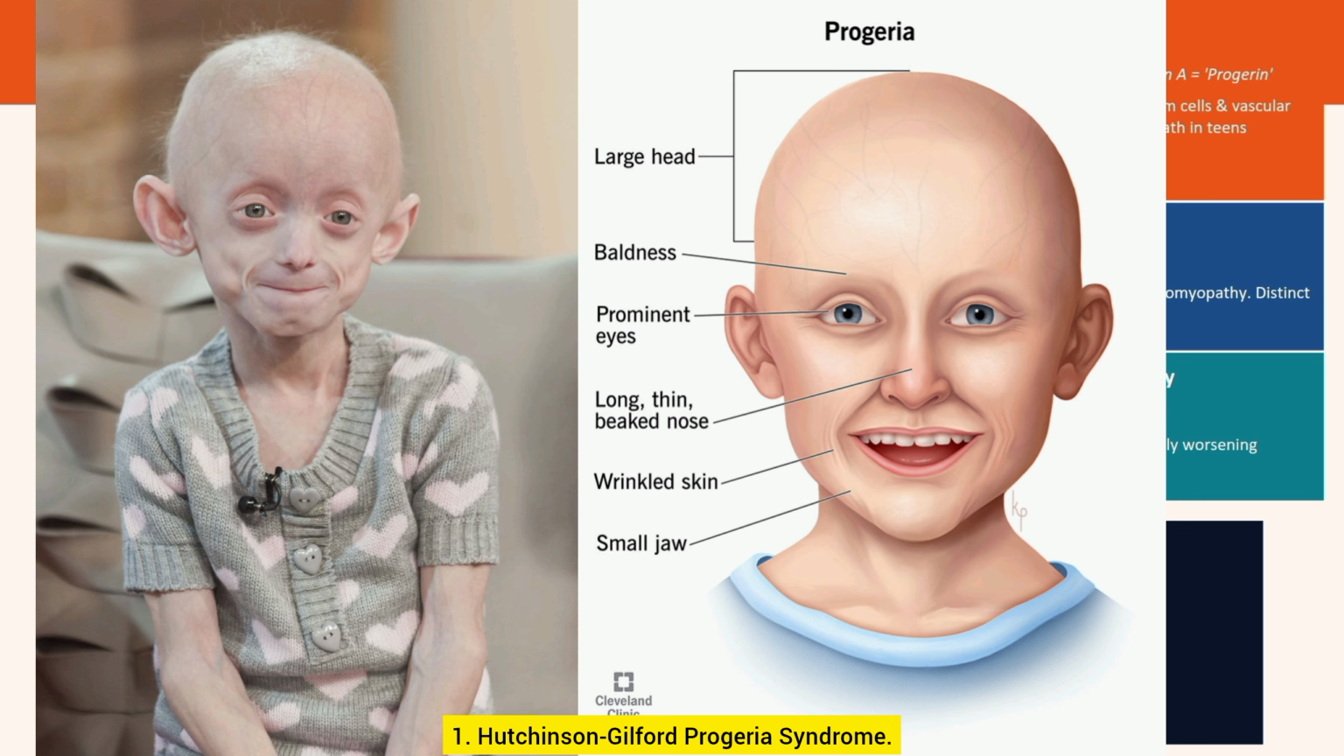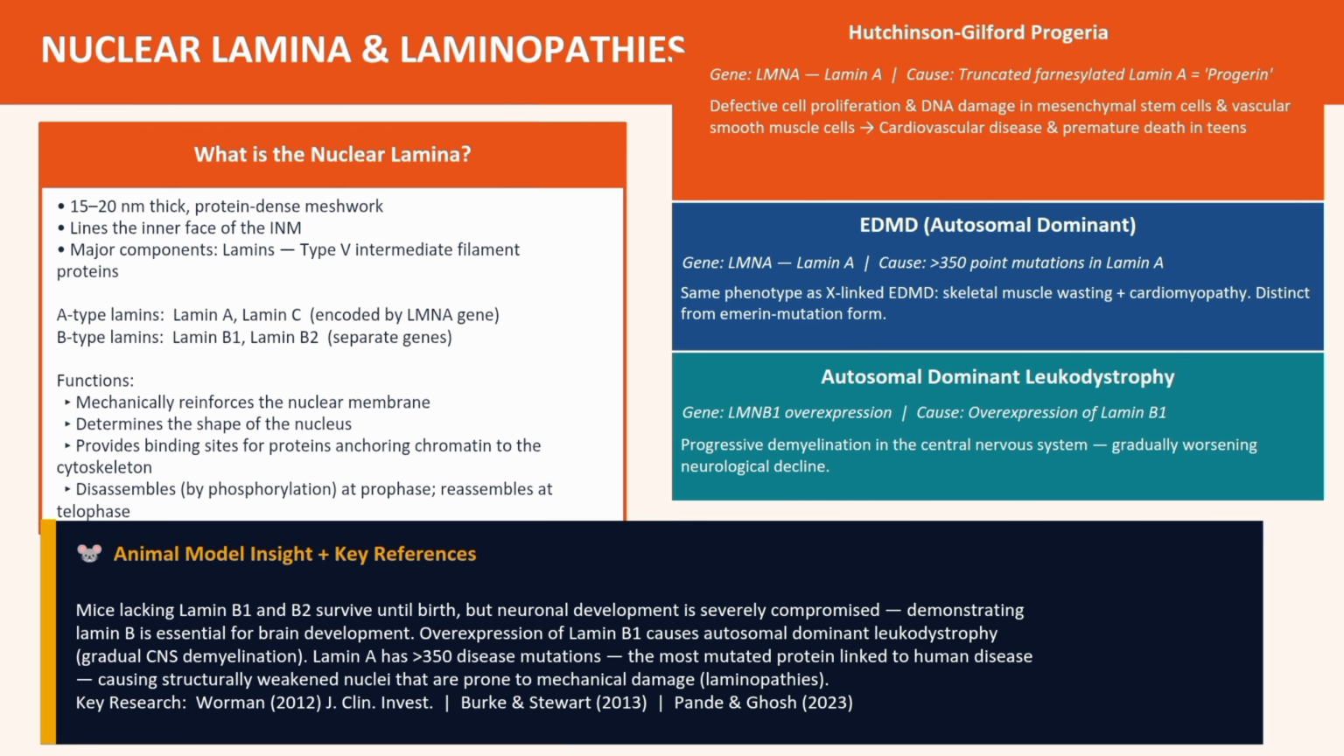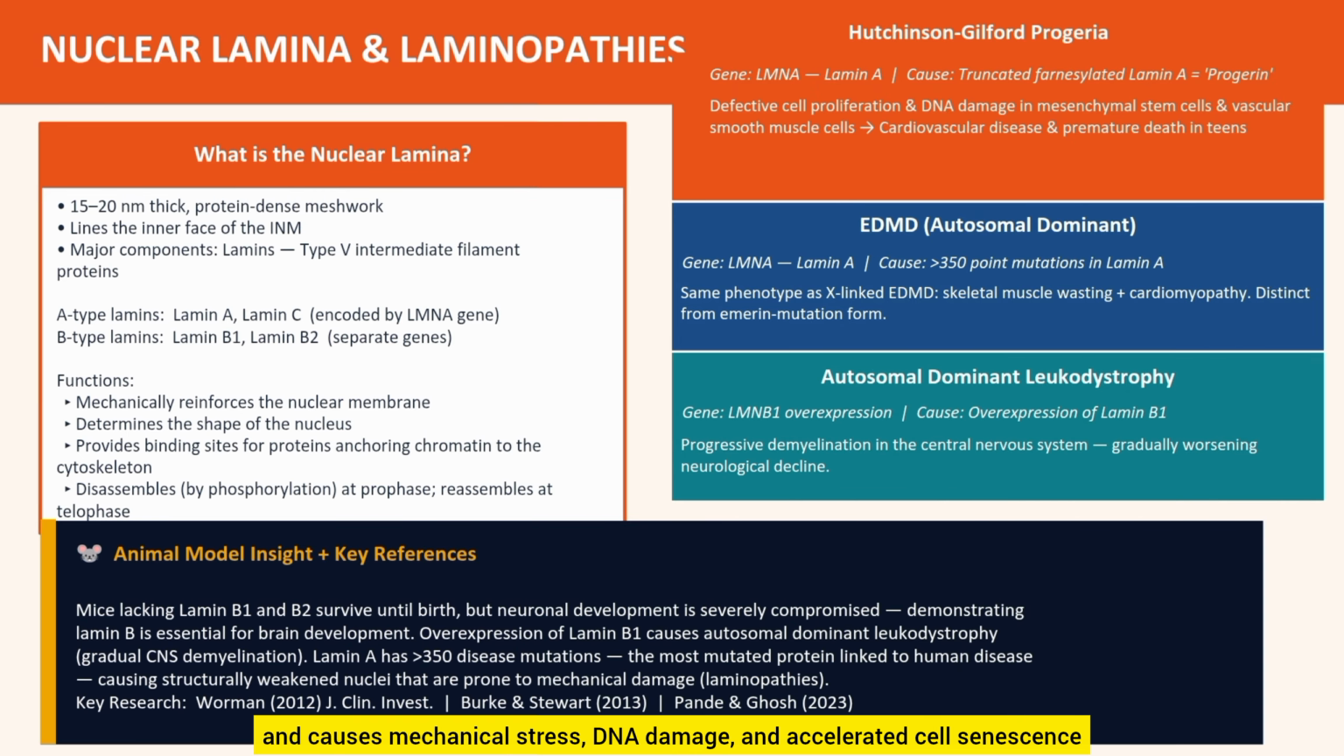First, Hutchinson-Gilford progeria syndrome. This is caused by a specific mutation in the LMNA gene that produces a truncated, abnormal form of lamin A called progerin. Progerin gets stuck at the inner nuclear membrane and causes mechanical stress, DNA damage, and accelerated cell senescence, particularly in mesenchymal stem cells and vascular smooth muscle cells. The result? These children display premature cardiovascular disease. They suffer heart attacks and strokes as young children and typically die in their early teens. It is a devastating condition.